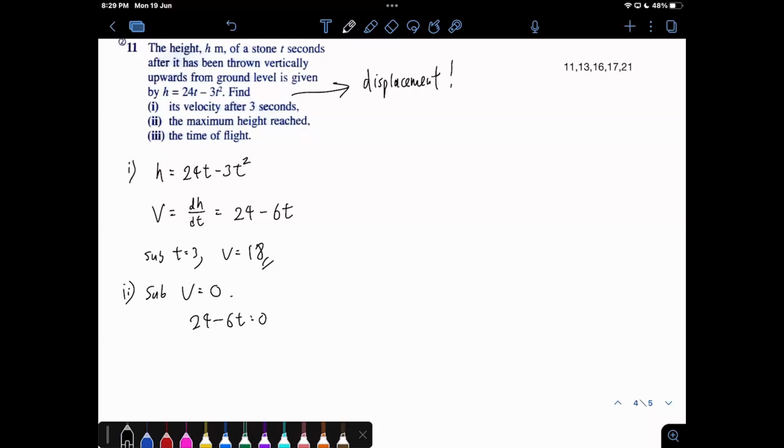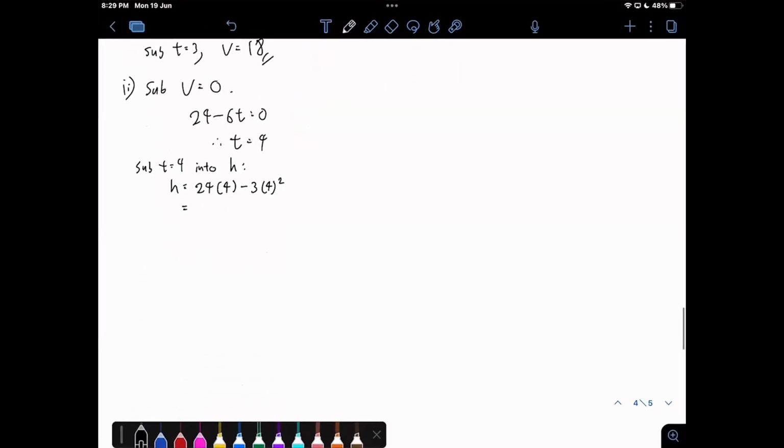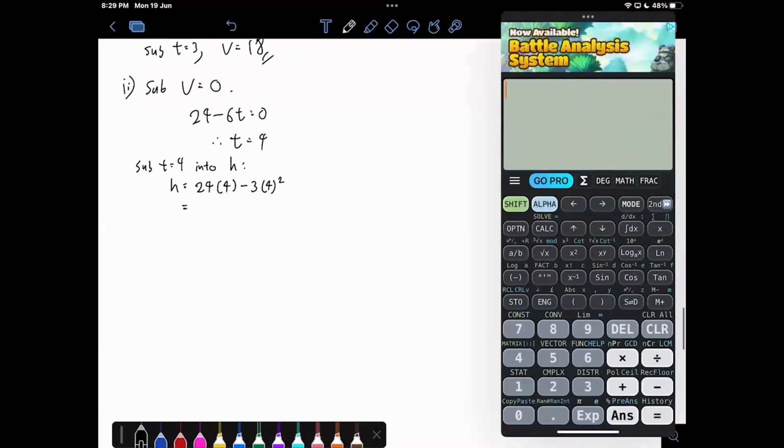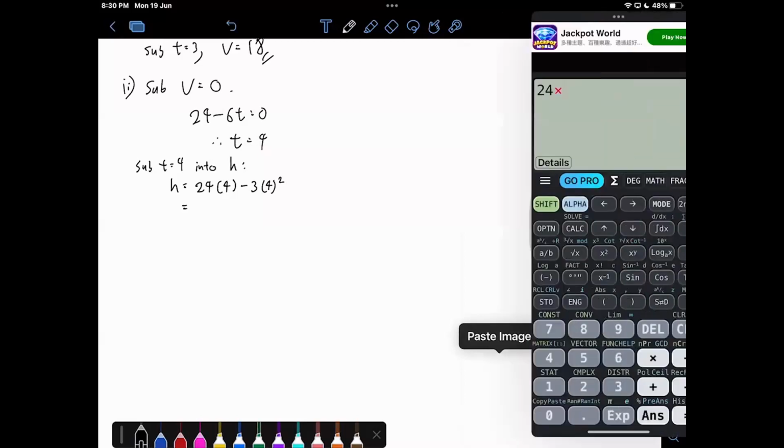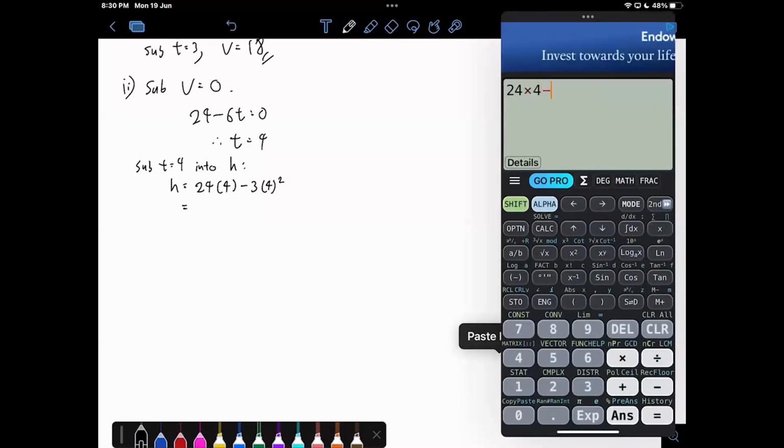Let's see. 6t divided by 6, t equals 4. Correct. Good. Then what do you do next? Sub in for the maximum height. Sub t equals 4 into h equals 24t minus 3t squared. 24 times 4 minus 3 times 4 squared. So h equals to this. Right? Then that's the answer. Yeah. So let me just quickly calculate this. 24 times 4 minus 3 times 4 to the power 2, which is 48.